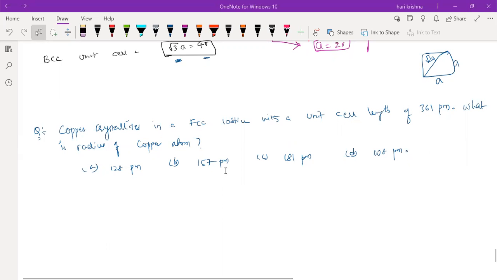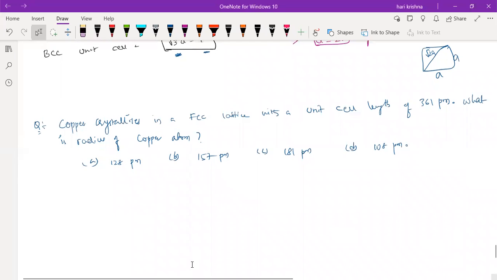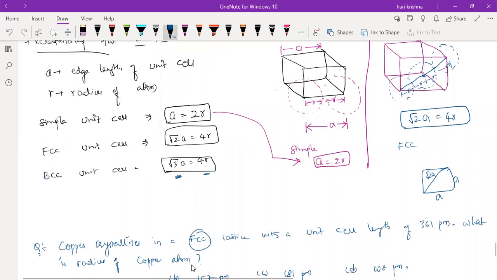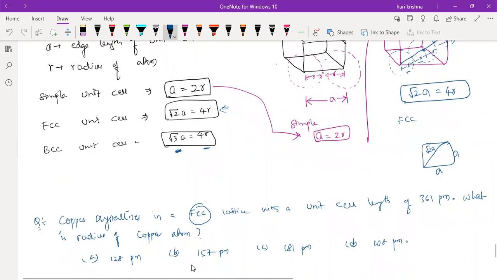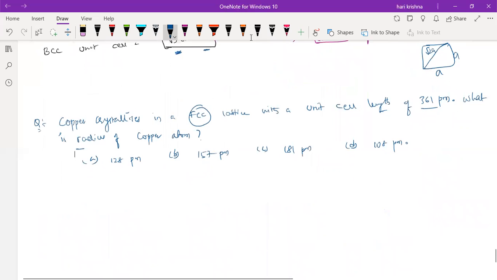First, tell me which formula you have to use here. Root 2A is equal to 4R. Already they said it is an FCC unit cell, right? So what is the condition for FCC? Root 2A is equal to 4R. The cell length is already given, which is the A value, 361 picometers. They are asking us to find the R value. That's all. Yeah, good, Varsha.